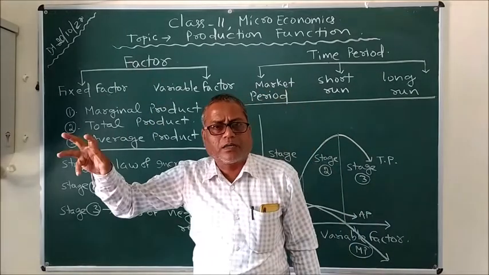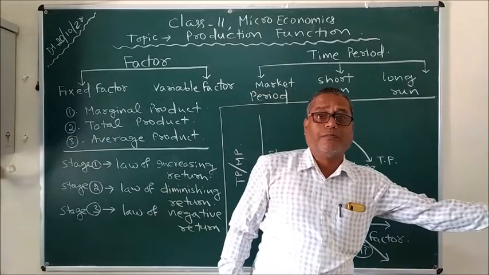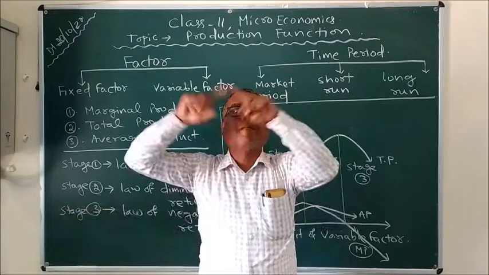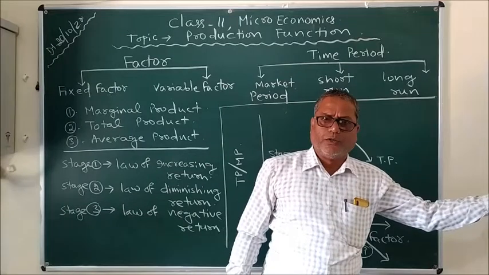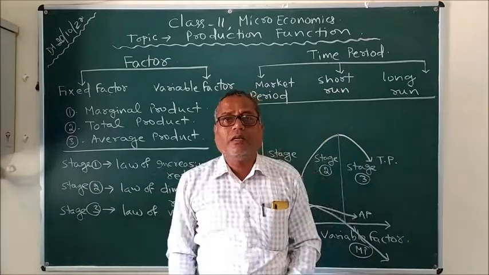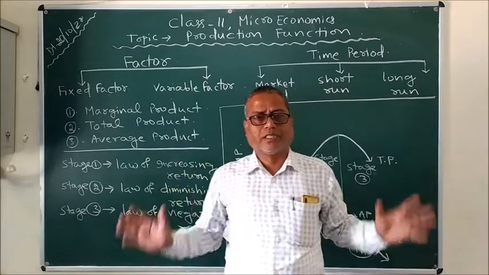So, one fixed factor, one variable factor, how much output they can produce; one fixed factor, two variable factors, combinedly how much output they can produce; one fixed factor, three variable factors, combinedly how much output they can produce. This is the subject matter of our discussion.